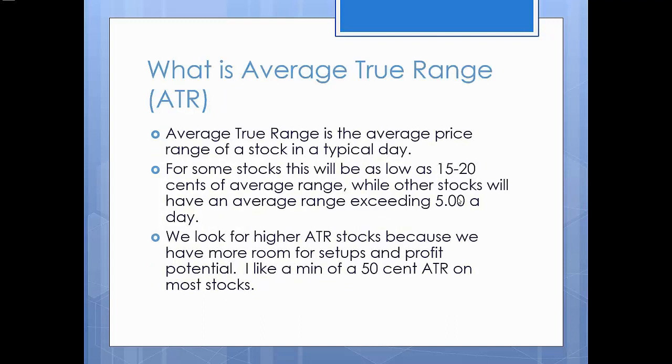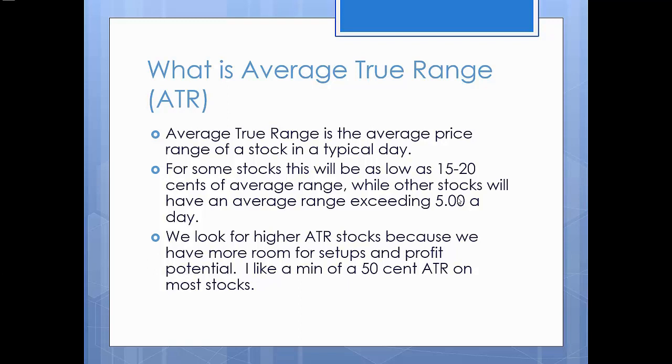Now I just made a mention there of the average true range. The average true range is just the average range a stock will typically trade in one day. Okay, so some stocks might trade a range of 15 or 20 cents in a day, right? Bank of America, its average range is only like 30 cents, whereas other stocks are going to have a very high ATR, average true range. So I like stocks that have an ATR of at least 50 cents.